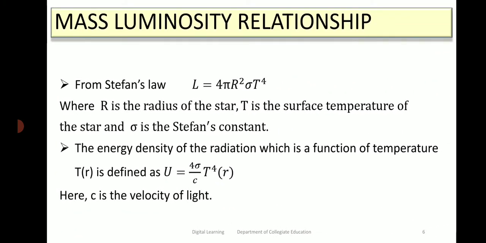From Stefan's law, the luminosity of a star L equals 4 pi r square sigma into T power 4, where r is the radius of the star, T is the surface temperature of the star, and sigma is the Stefan's constant. The energy density of the radiation, which is a function of temperature T, is defined as U equals 4 sigma by C into T power 4, where C is the velocity of light.